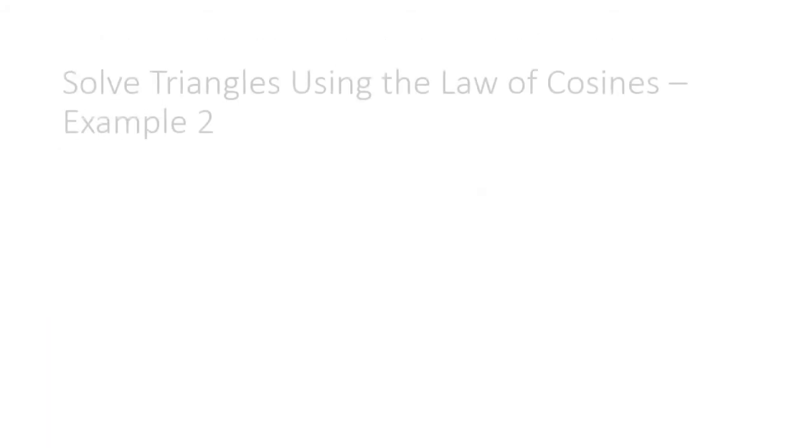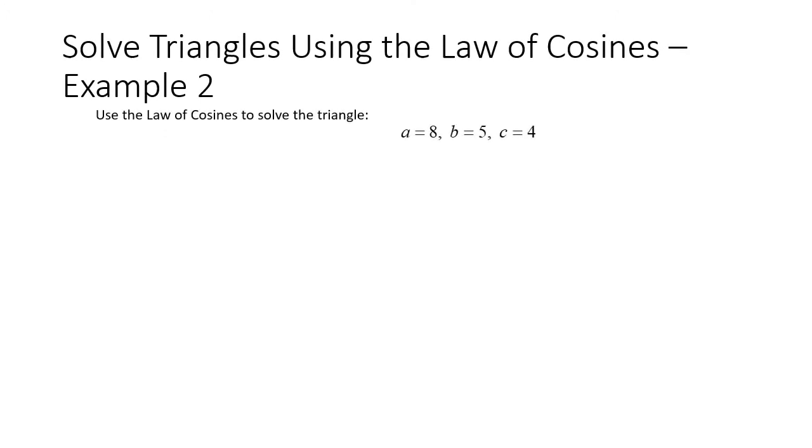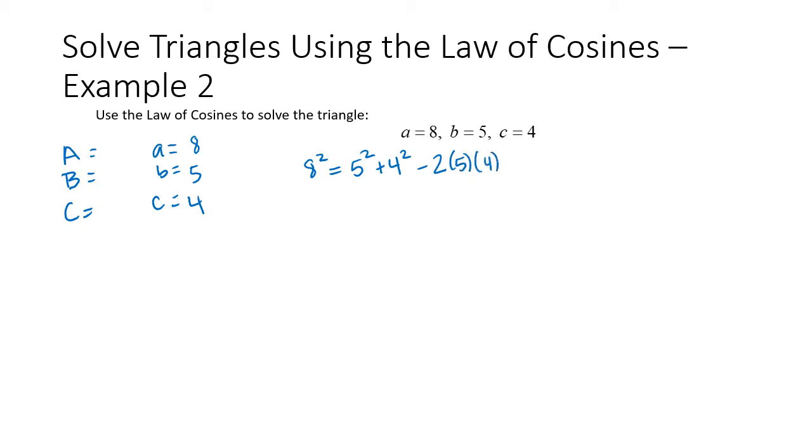All right, so let's look at the situation where I'm going to have three sides of a triangle given. So we've got angle A, angle B, angle C that I'm solving for, and they've told me the three sides. So that's 8, 5, and 4. Okay, so first things first, I'm just going to solve for angle A. So using the law of cosines, side A squared equals B squared plus c squared minus 2 times b times c times the cosine of angle A.